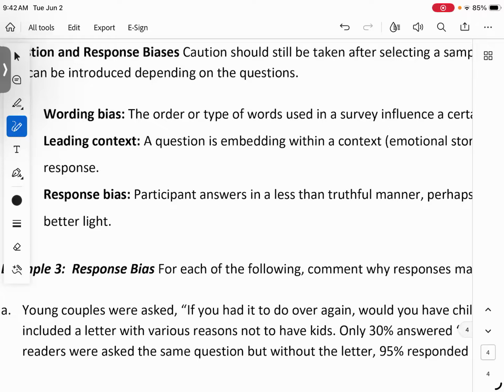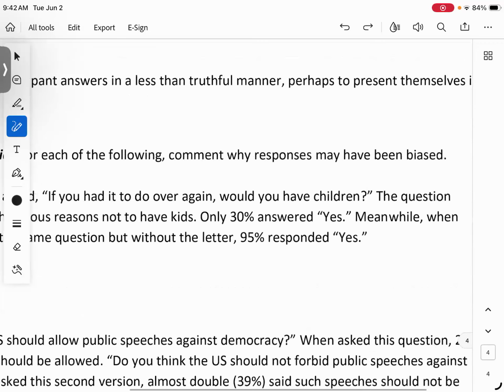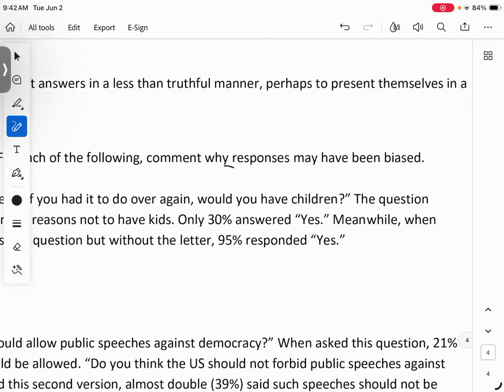And then the other one is response bias, more generically. Response bias is really all of this stuff, like why people might give less than accurate answers. But also, if it's a sensitive topic and saying yes is going to embarrass them, they say no for that reason. So whenever you get questions that say comment on why responses might be biased, not the sample themselves, talk about the responses. Unless it's asking why the sample might be biased, then talk about that.